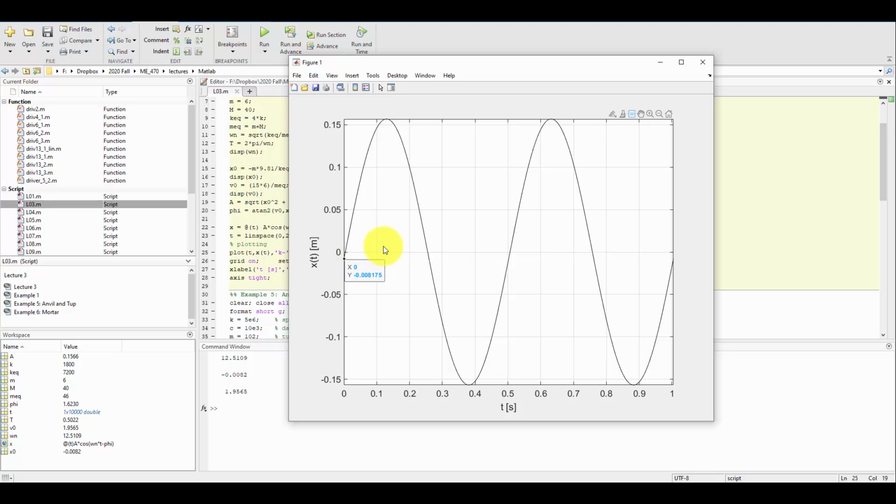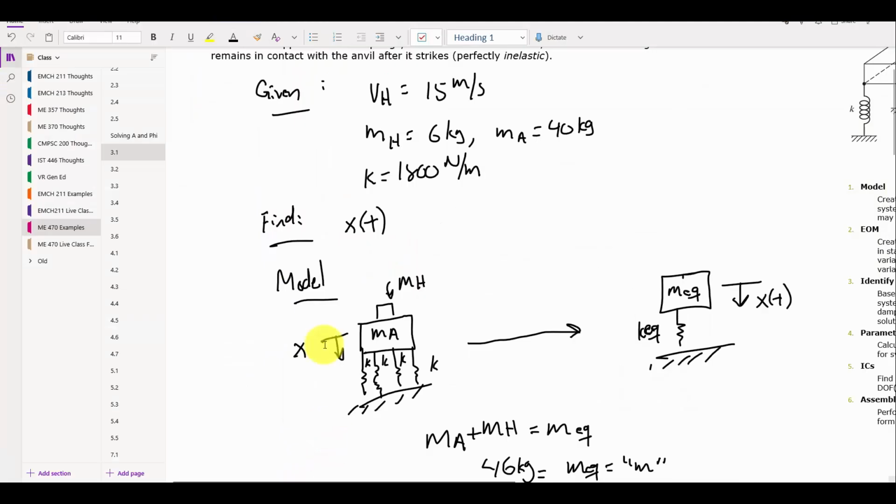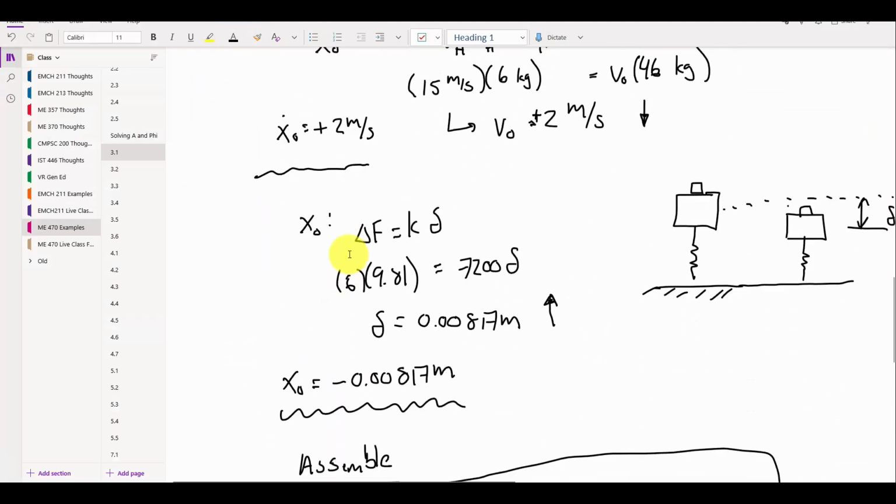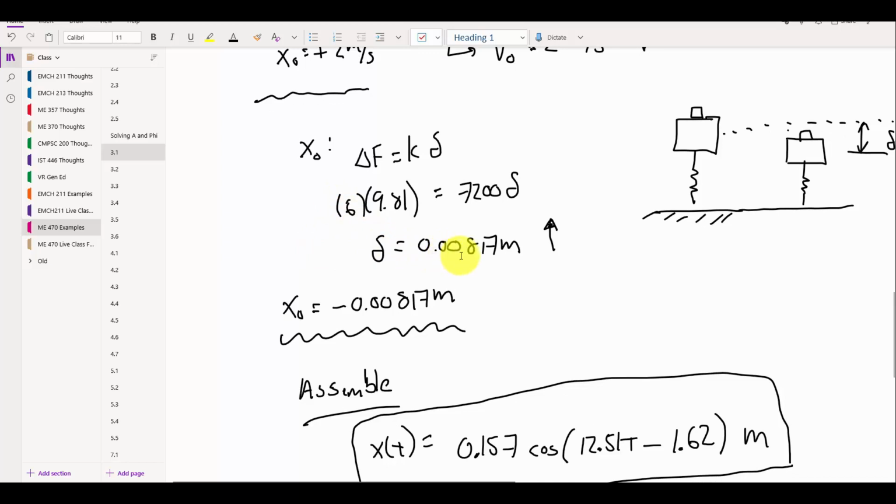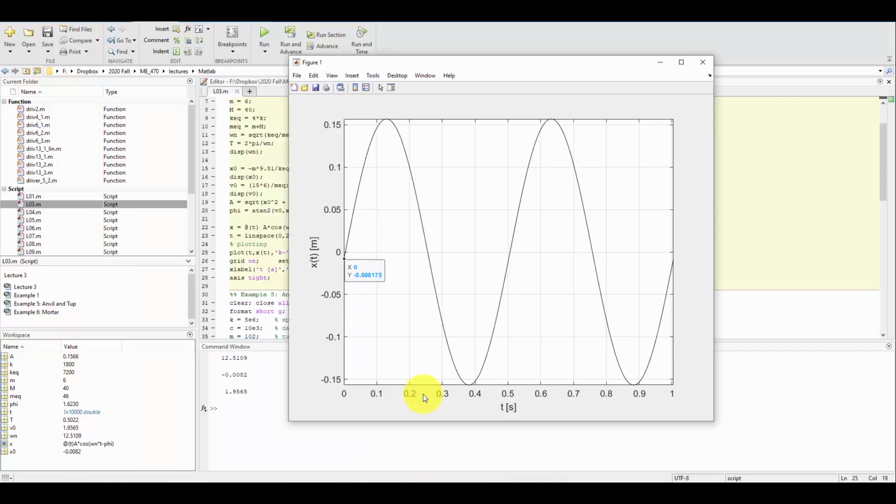So let's see what happens at time 0 first, just to make sure this is acting correctly. So here at time 0, the x value is negative, 0.00817. And we'll see that this does indeed match what we had while doing this by hand for our x naught, at 0.00817 up, which is what we defined as negative. So yes, our initial position is correct here. We're negative, we're above that equilibrium point.